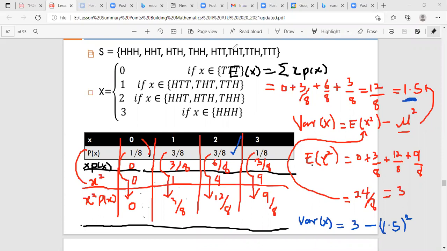Yeah, so colleagues have told us the final answer is 0.75. So that is the variance of the process. Okay, so if there's any other question you want to ask, please do so, because from here we are moving to continuous random variable. Yes, Joseph. Joseph, your hand is up.